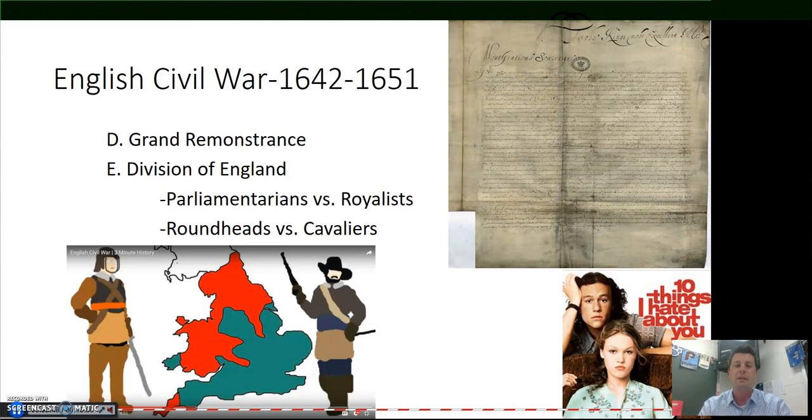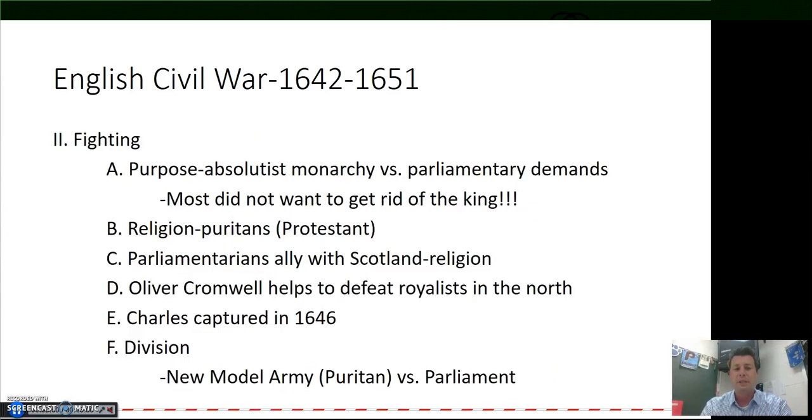We're not going to get into the battles. You really don't need to know anything of them, except for the fact that Charles really kind of stinks as a military leader. The purpose of this fighting is about absolutism versus parliamentary demands, constitutionalism. It's important to note that people don't want to get rid of the king. They're not trying to execute the king. They're not trying to overthrow him and instill some new kind of government.